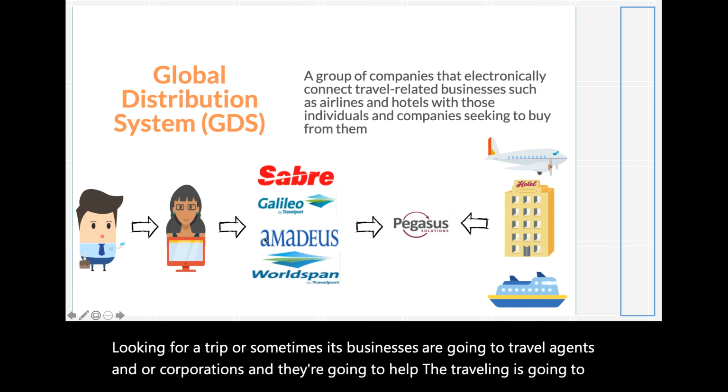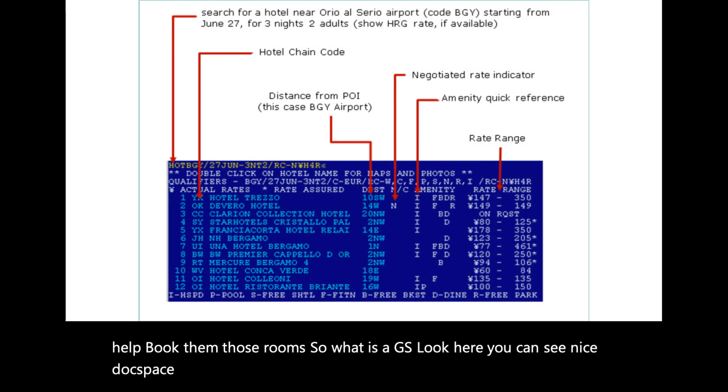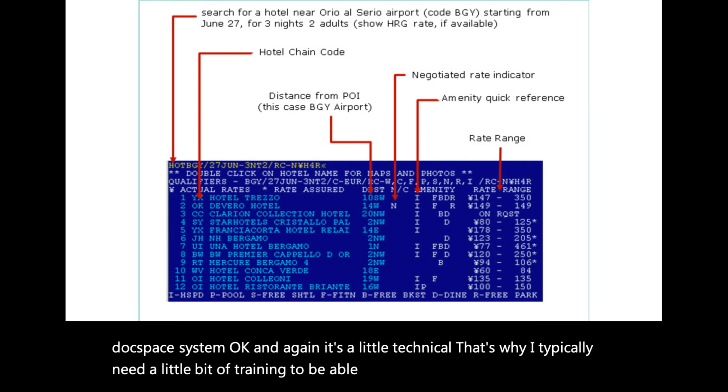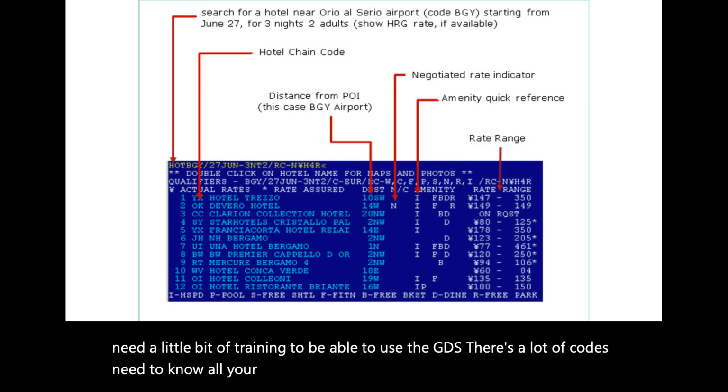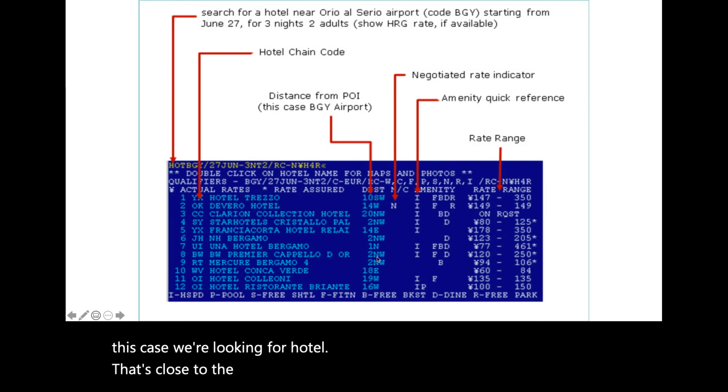So what does a GDS look like? Well, here you can see a nice DOS-based system. And again, it's a little technical. That's why typically you need a little bit of training to be able to use the GDS. There's a lot of codes. You need to know all your airport codes, all your rate codes. But for instance, in this case, we're looking for a hotel that's close to the airport. So this is the actual distance from the airport.